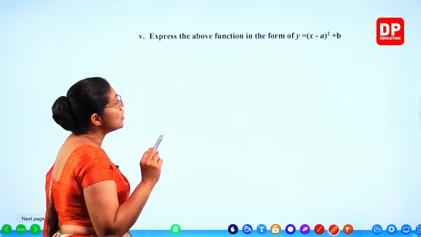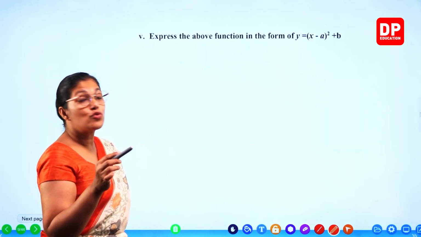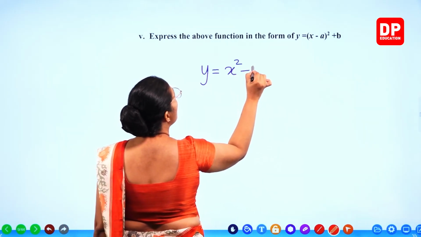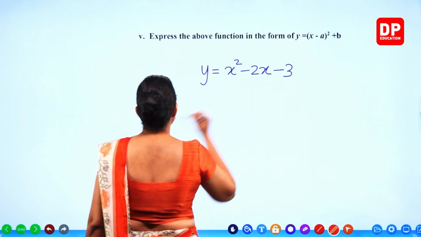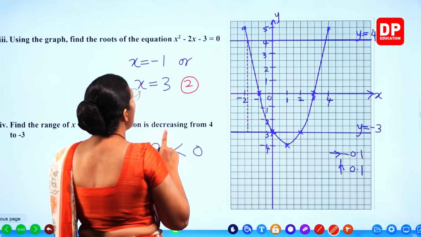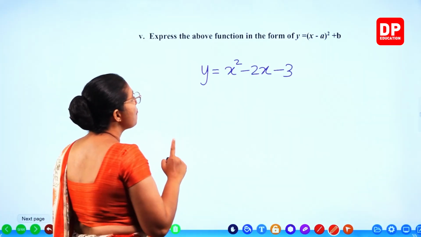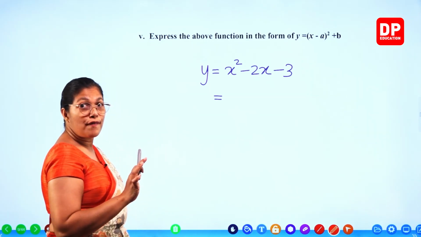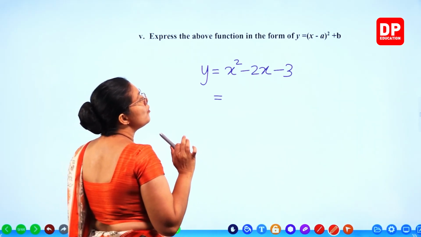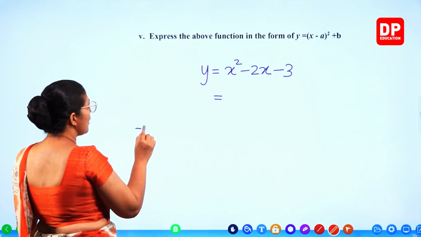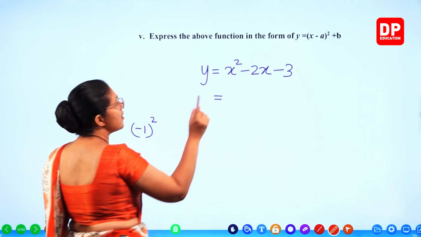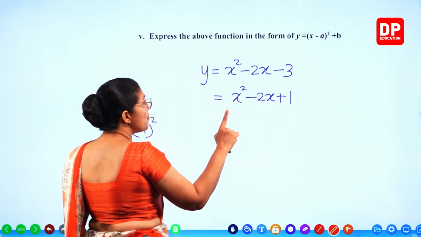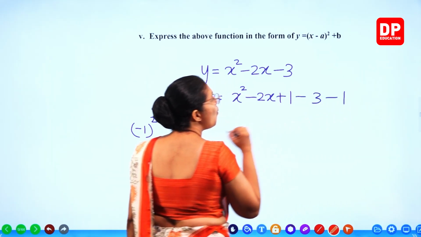Express the above function in the form of y equals x minus a whole thing squared plus b. So what's the equation? x squared minus 2x minus 3. We'll double check that. x squared minus 2x minus 3. Then how do you find out the square term? You take the coefficient of x, divide by 2. So you get minus 1, square it. When you take minus 1 square it, you get 1. So to make a perfect square, you need to add 1. In order to make no difference, you have to subtract 1.